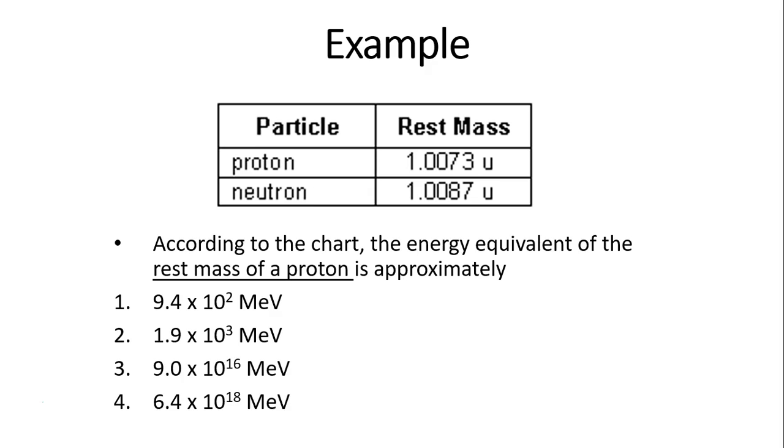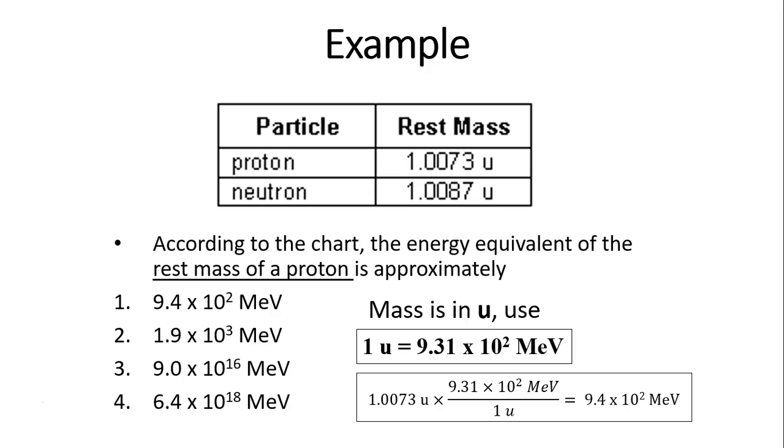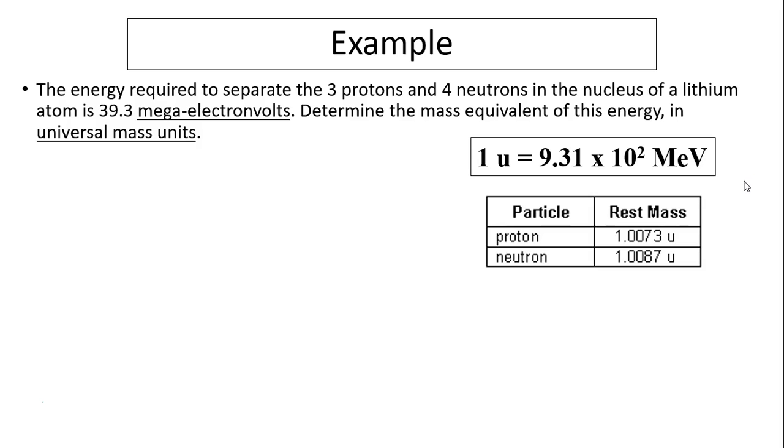According to the chart, it tells you the rest mass of proton and neutron in universal mass. How do you convert to the energy for the rest mass of a proton? Well, since mass is in U, we use 1U equals 9.31 times 10 to the 2 mega electron volts. So basically you use the U for proton times 9.31 times 10 to the 2. You have 9.4 times 10 to the 2 mega electron volts.